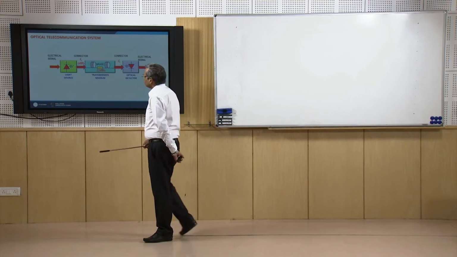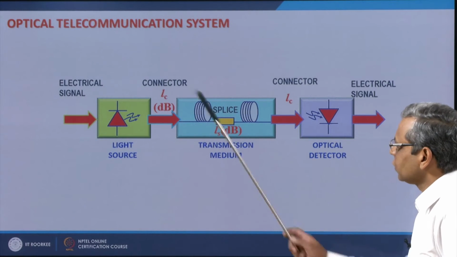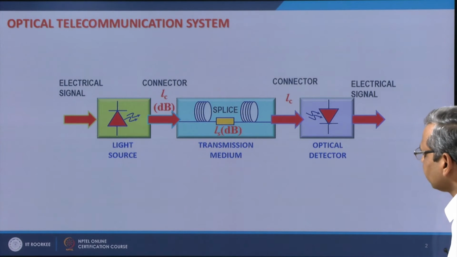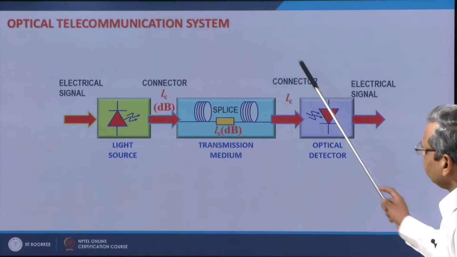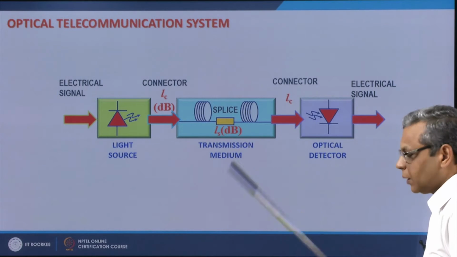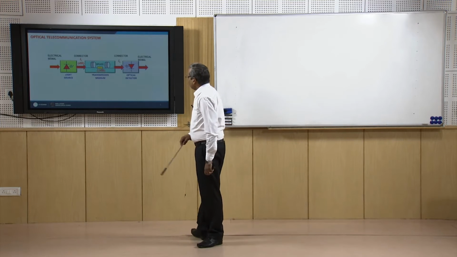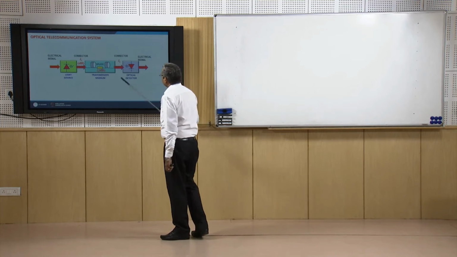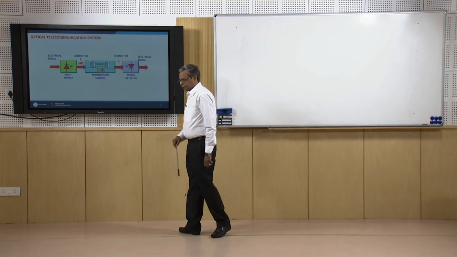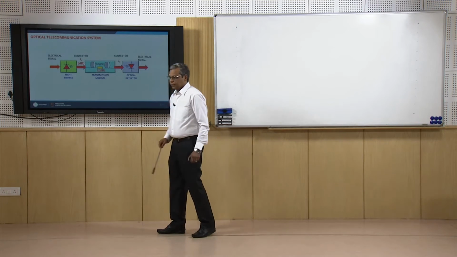In this system, at the transmitter end we have the light source for optical communication, then in between we have the transmission medium, which comprises optical fibers, fiber-based components, and specialty fibers, and at the receiver end we have the optical detector. So, I will give you an overview of all these one by one.